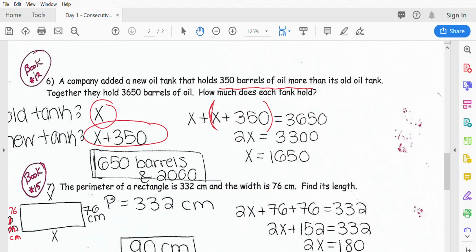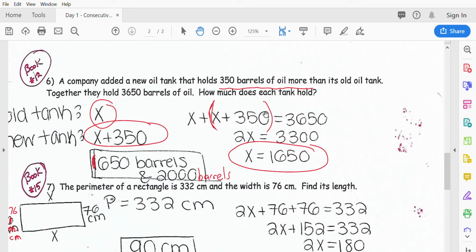So there's the sum, you get 2x. I just subtracted 350 to the other side already and got 2x equals 3,300. X equals 1,650. All right, so that's a 1 right there. It was cut off, but the old tank holds 1,650 barrels of oil. The new tank holds 2,000 barrels of oil.